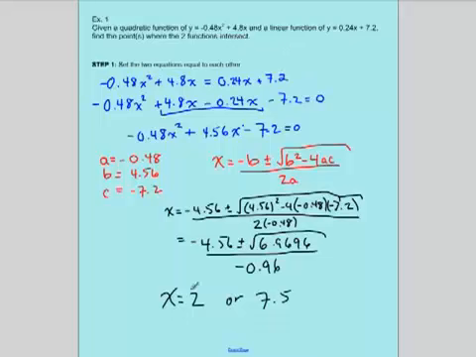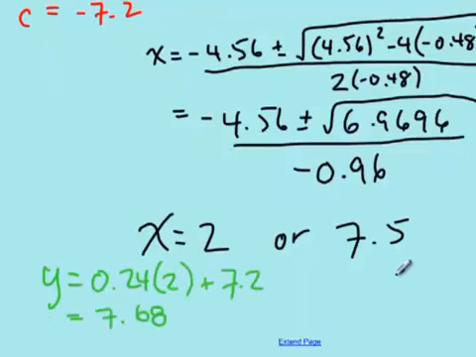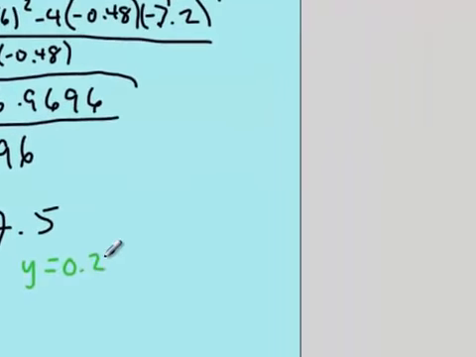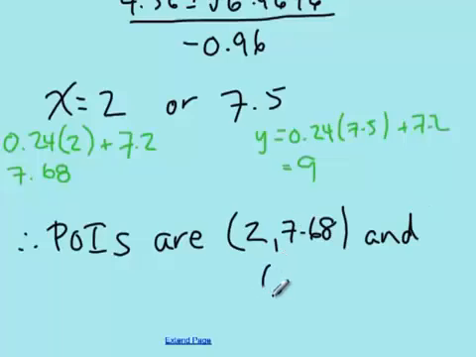So let's plug both of these answers for x into the linear equation and then figure out what our y values will be. It's going to equal 0.24 times x, which is times 2. And then for this solution, when x is 7.5, we get y is equal to 0.24 times 7.5 plus 7.2. For POIs, there's more than one. Points of intersection are, the first point is (2, 7.68), and the second solution is when x is 7.5, y is equal to 9.